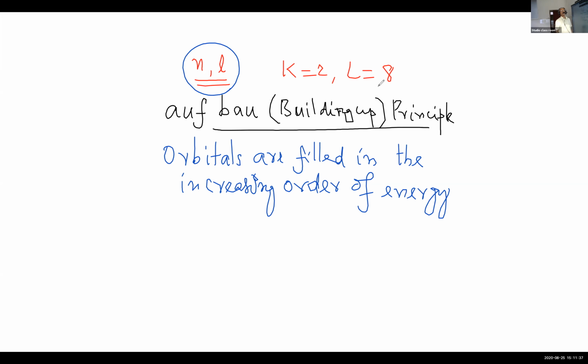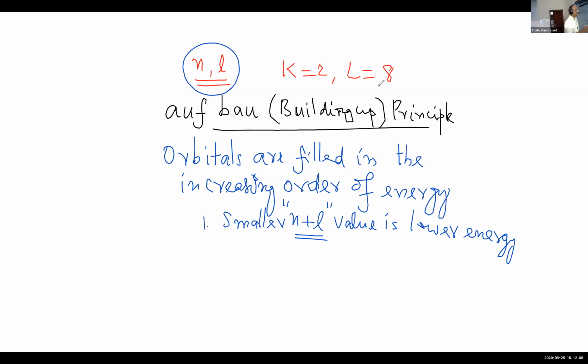Point number 1: for the orbital or subshell, the smaller n plus l value, that is called the n plus l rule. A smaller n plus l value has the lower energy. So first we have to think of the n plus l value, and from it we can determine the energy of the orbital.